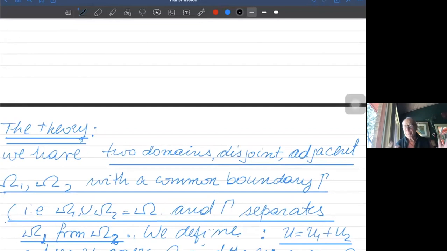That's okay. So we have two domains, disjoint, adjacent, omega one and omega two, with a common boundary gamma. U1, U2 are disjoint, but if you put them together, then you have a larger region omega, and a curve gamma that separates the two parts.